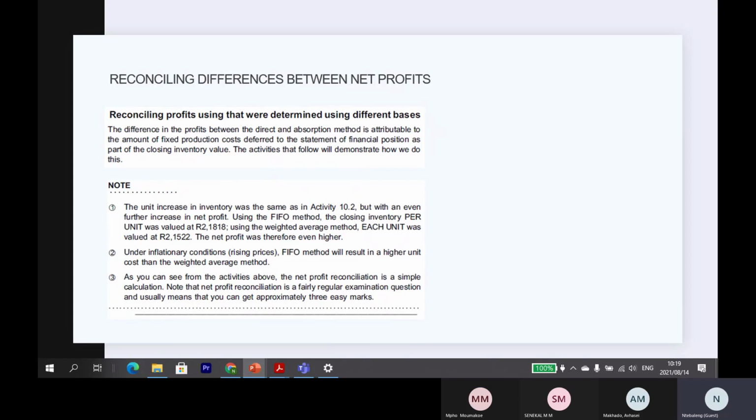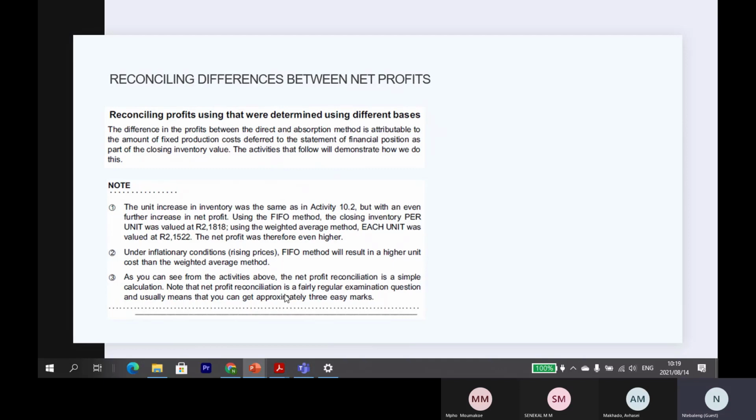It's two costs, and they're now being taken to the balance sheet. That's why under your absorption costing method, your net profit will be higher than under direct costing. And it will only be that way when you have closing inventory, because that's the portion that becomes deferred to your balance sheet. Okay, I hope you guys are aware of that.